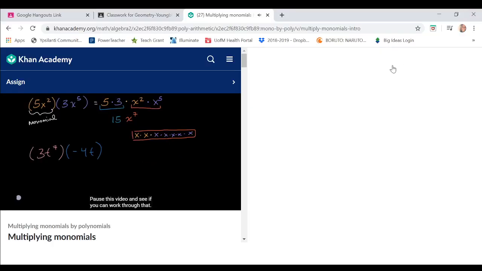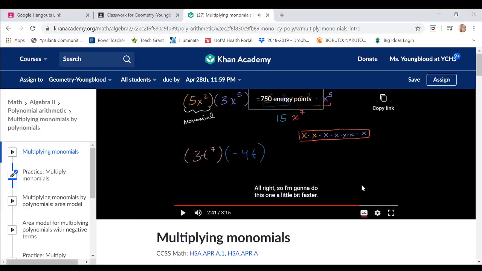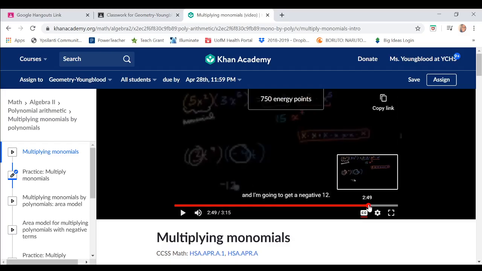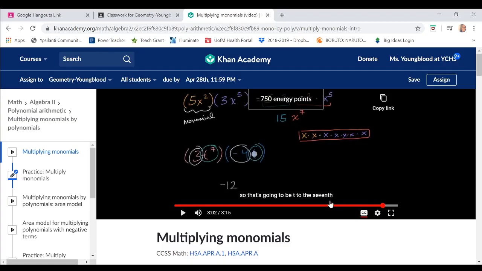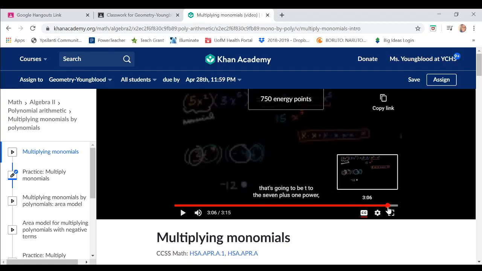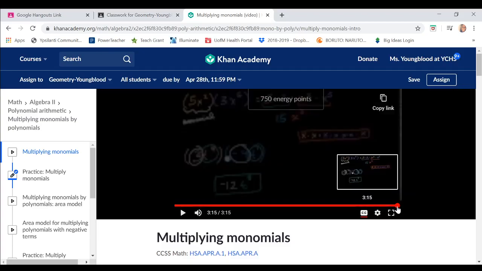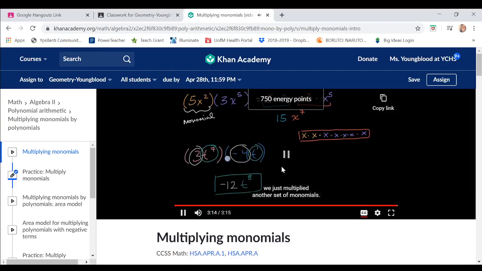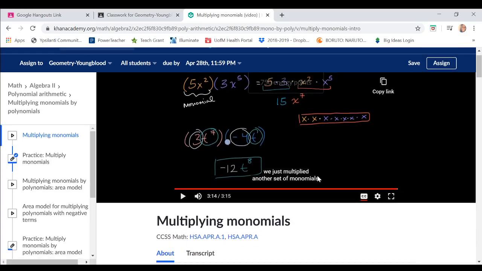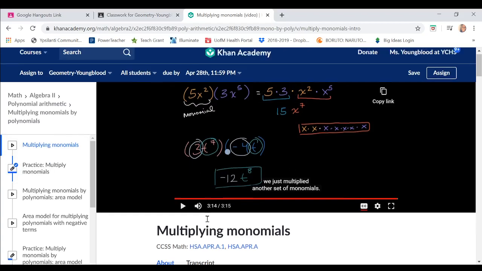Through that. All right, so I'm just going to fast forward for the sake of time. I think that'll help these not take as long if I fast forward after we go through them. So just like we did, all he did was multiply the two numbers together to get -12. And now he's looking at multiplying the t's. Another set of monomials. So now he just combined the t's. He did t to the 7th times t to the 1st to get t to the 8th, just like we did. So again, if you want to watch the whole video for more details, you can, but he pretty much goes through the same thing that I go through.